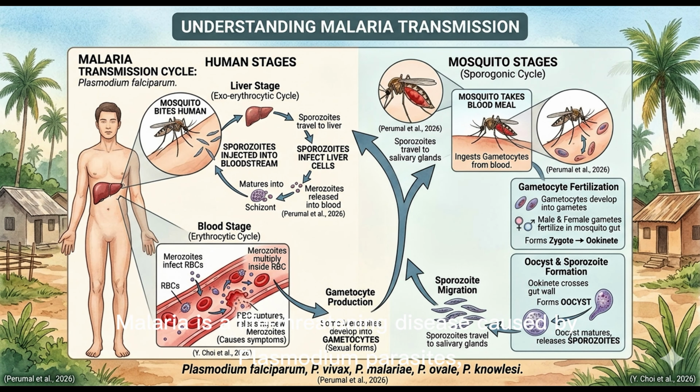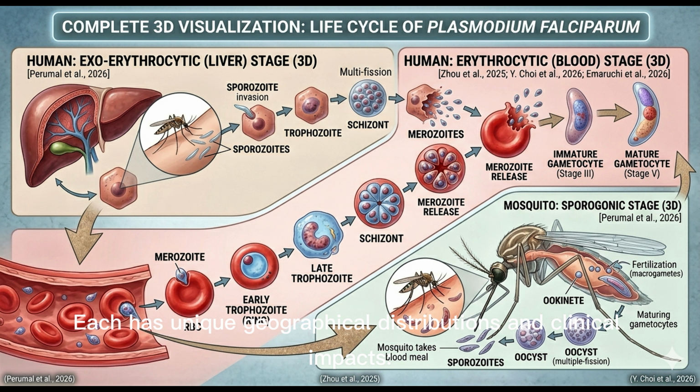Malaria is a life-threatening disease caused by Plasmodium parasites, which are transmitted to humans through the bites of infected female Anopheles mosquitoes. Manual microscopy remains the gold standard for diagnosis. Types of malaria, Plasmodium species. Human malaria is primarily caused by 5 distinct species of the Plasmodium parasite. Each has unique geographical distributions and clinical impacts.